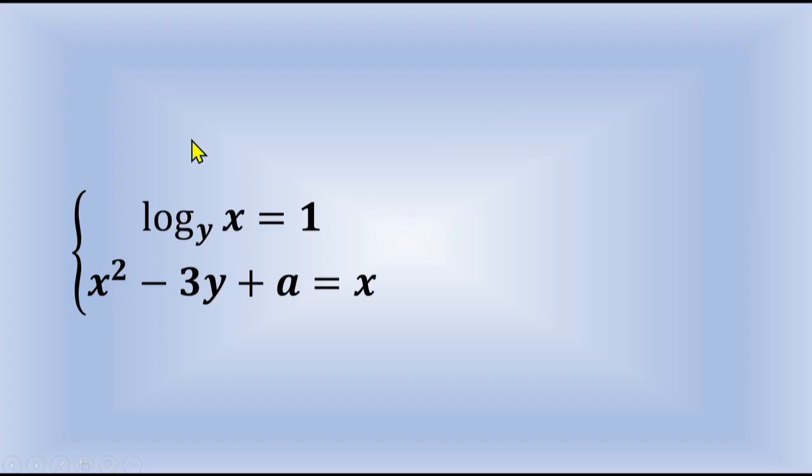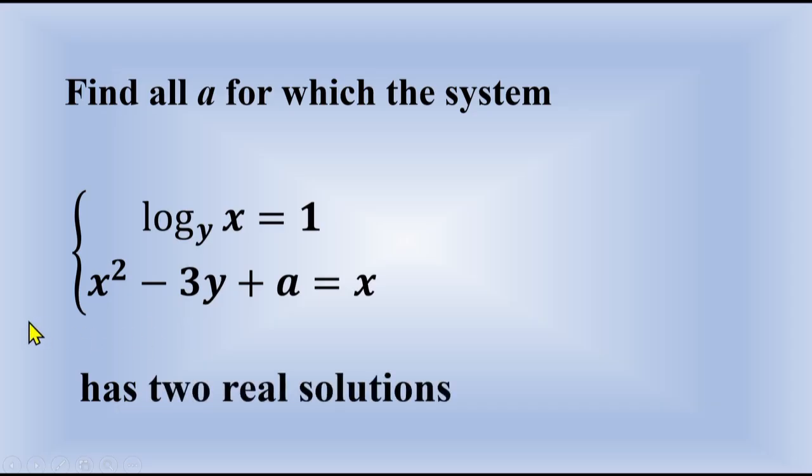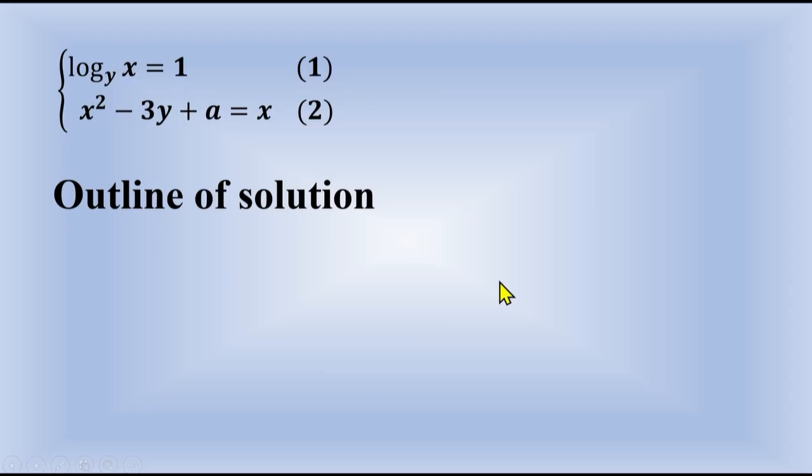Today we consider a system of two equations containing two unknowns x and y, and which also contain the unknown parameter a. One equation is logarithmic and one is quadratic. The goal is to find all values of a for which the system has two real solutions. Let's consider an outline of the solution.